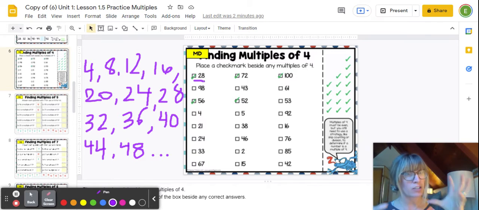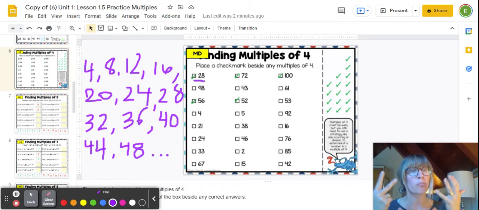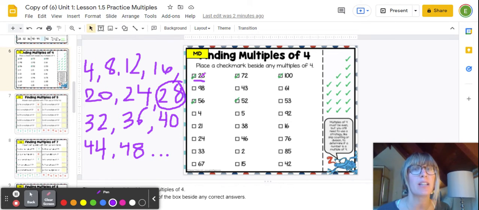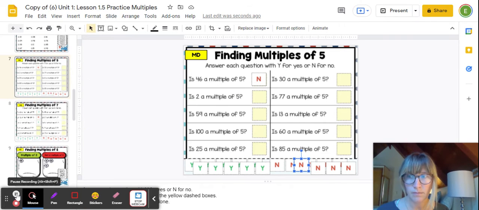It's true because if you divide 28 by 4, it will divide evenly with no remainder, right? Or if I count by 4s, I will perfectly hit the number 28. 4, 8, 12, 16, 20, 24, 28. We hit it here. So it is a multiple. So we are going through here. You can check my work, make sure it's accurate, and then you can keep going in finding the multiples of 4.